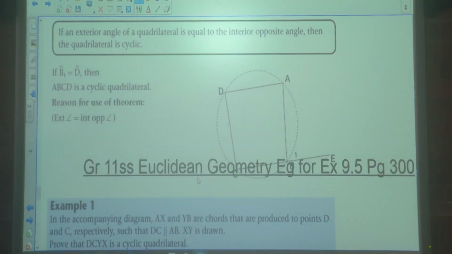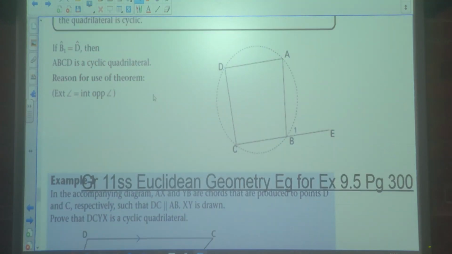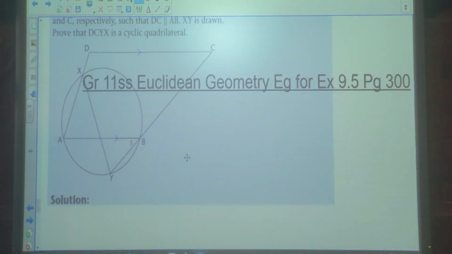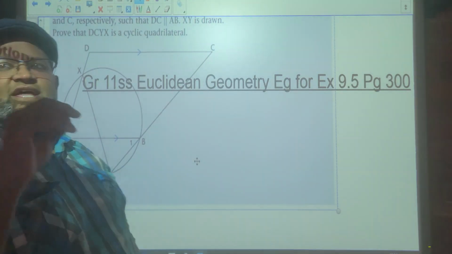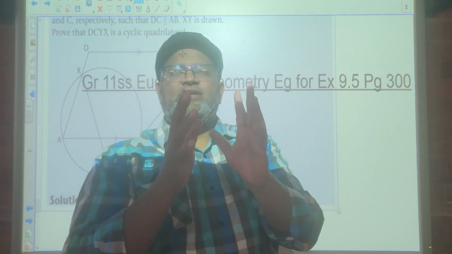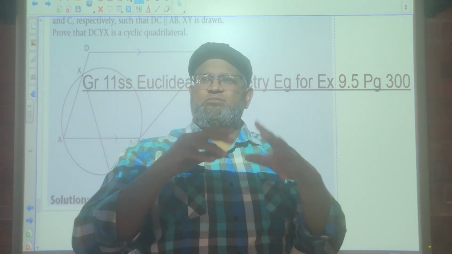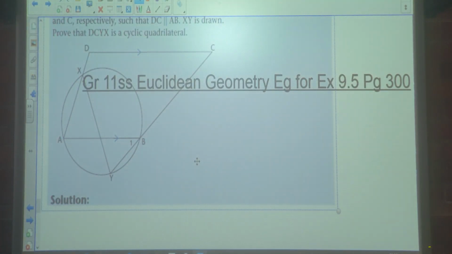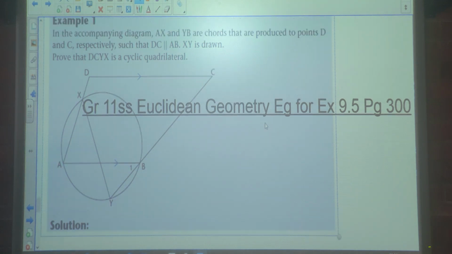So they speak about all of that. This is the one that I said is the converse. If the exterior angle of a quadrilateral is equal to the interior opposite angle, then the quadrilateral is cyclic. If B1 is equal to D, then ABCD is a cyclic quadrilateral. The reason for the theorem, exterior angle is equal to the interior opposite. People, if the question says, prove that it's a cyclic quad, we can't use in our reason cyclic quad. Okay? We can't, because we are proving it. Unless you say the converse of cyclic quad. Okay? And you'll see me highlighting that in this example as well.